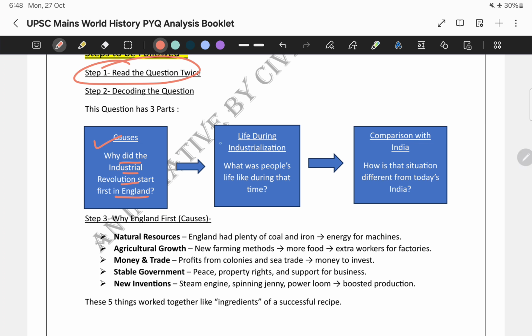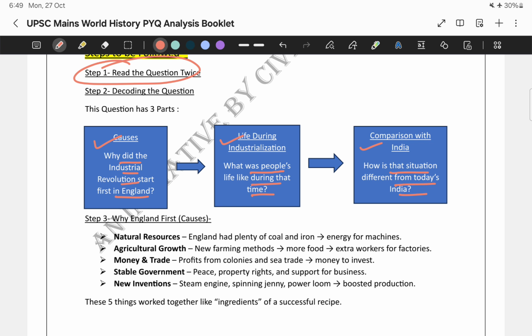Next is life during industrialization. When industrialization was happening in England, what was the quality of life of the people over there? That is the second part of the question. And what is the third part? They are asking to compare with present day India: how is that situation different from today's India? That's how we need to address all three parts of the question. You cannot write just about the causes. You need to cover all three parts to score well.